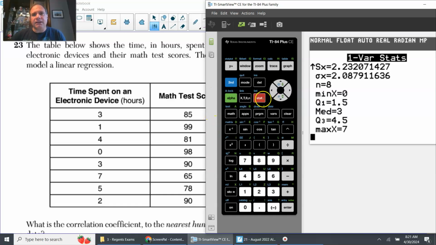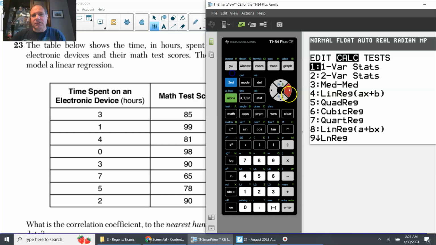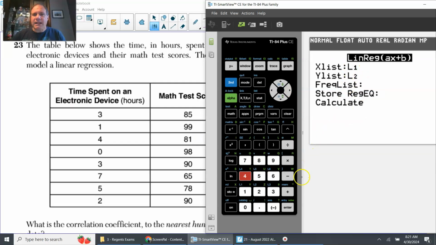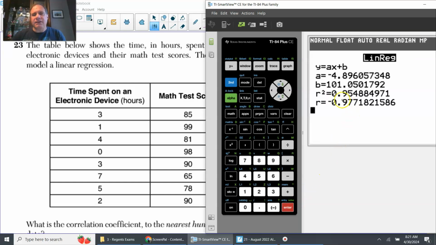So let's go back. Stat, calc. Okay, so do you see this right here, number 4? Linear regression? Let's try that. There we go, list 1 and list 2. So now we're going to press calculate, and there's your R. So this is the y equals mx plus b. The calculator says a for m, and b stays b. This is the y-intercept, but we don't need that in this question. You need the R. So it needs to be rounded to the nearest hundredth.